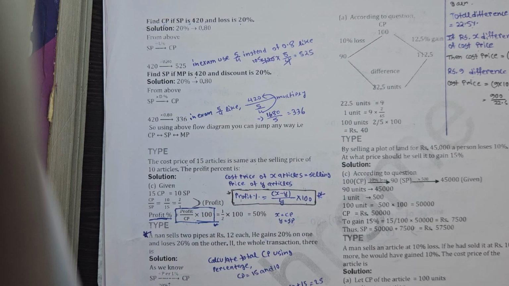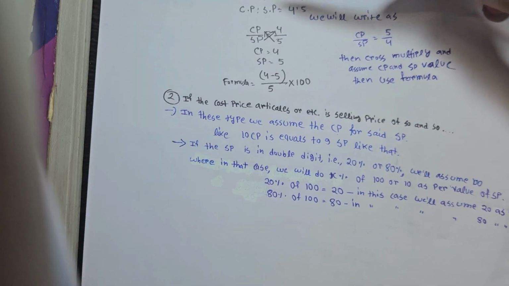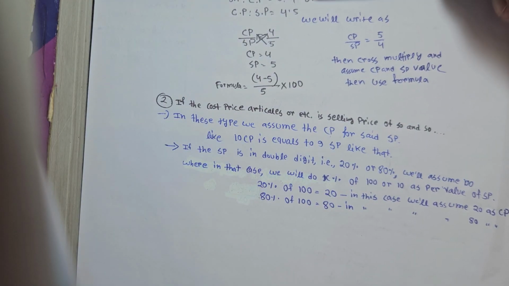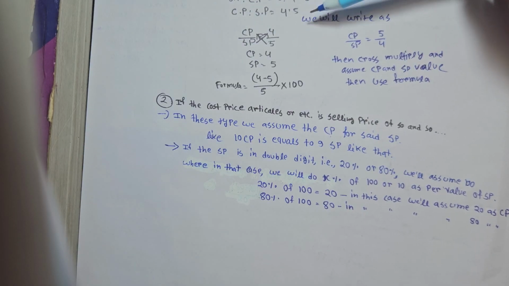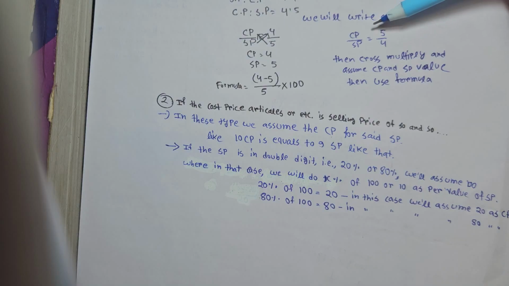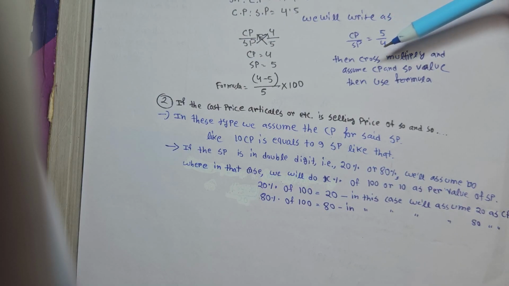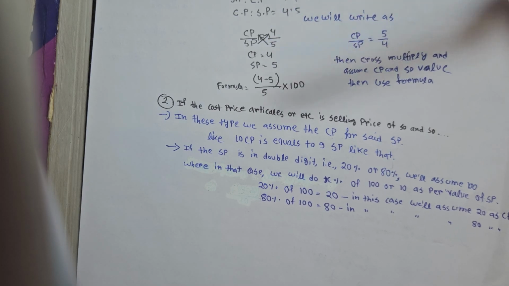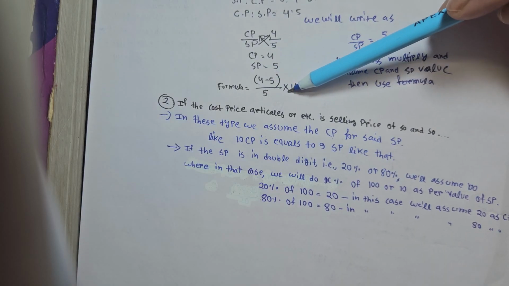Now coming to the next type of problems. If there is a ratio, like the cost price to selling price is 4 to 5, we will write CP by SP equals 4 by 5, right? And we are going to cross multiply it. So CP is 4 and SP is 5. So the formula would be (5 minus 4) by 4 into 100.